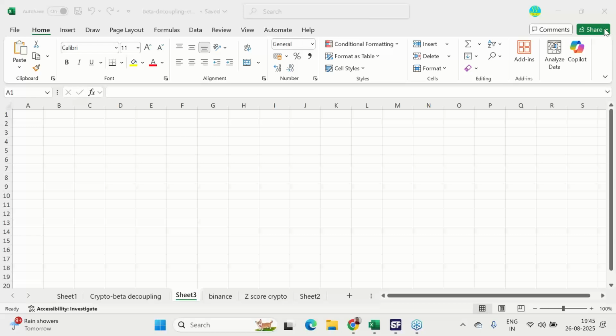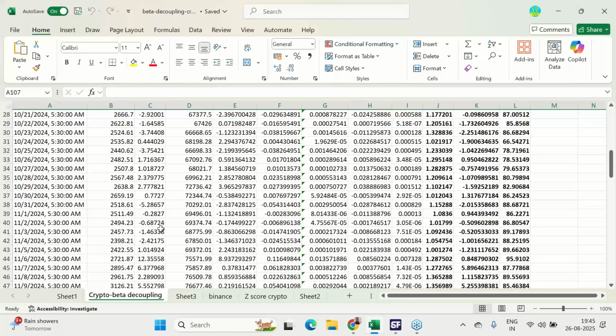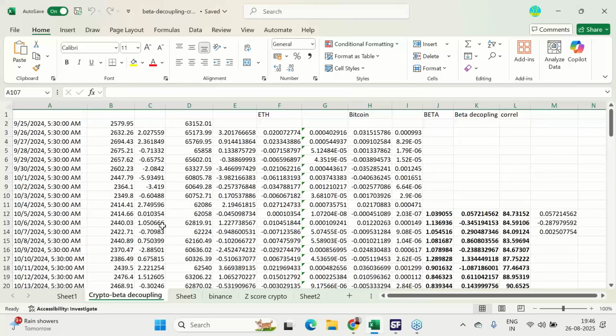So these are the things I have told you in very layman's language, in the simplest way to explain beta decoupling. Then it comes to our traders: what as a trader we should do and how we should trade. It requires a lot of things.